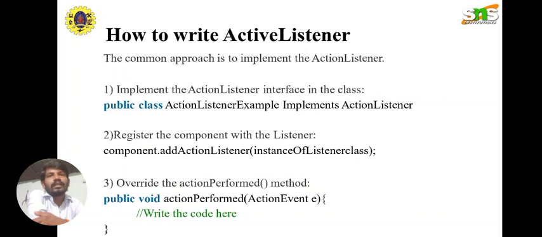The third step is to override the actionPerformed method. In case any alteration or any type of performance is needed, we use the override method, like public void actionPerformed(ActionEvent e). The already performed event can be changed by the override operations.